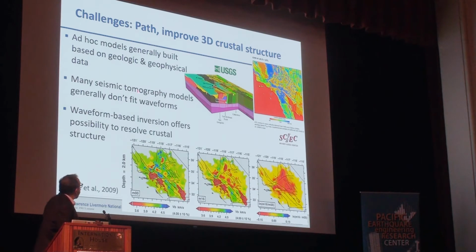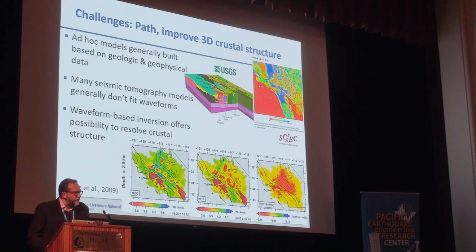A lot of models are based on ad hoc geologic and geophysical data. They're dense in some places and sparse in others, and we have to interpolate. There are seismic tomography results that fit travel times and surface wave dispersion and other things, but they don't fit waveforms, and that's what we need to fit if we're going to calculate these waveforms.